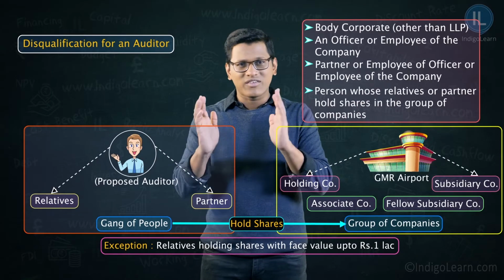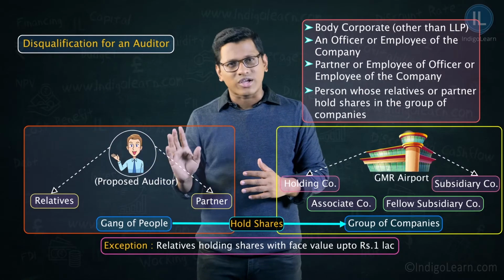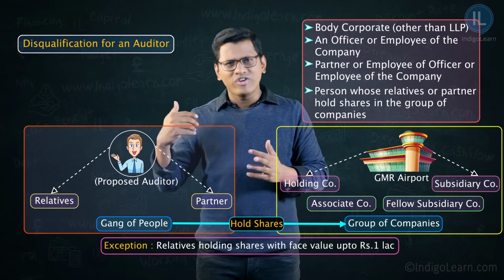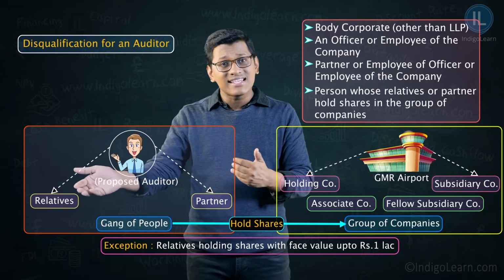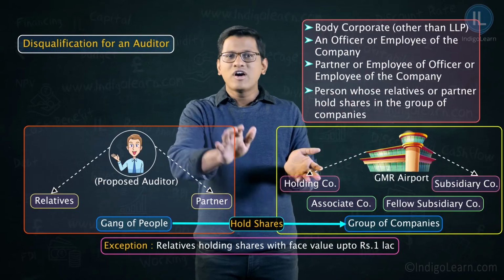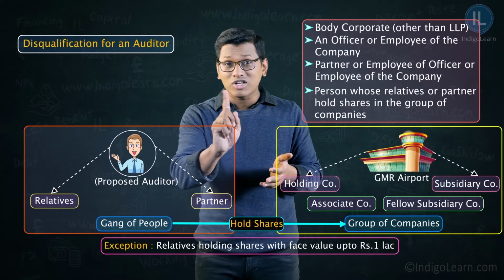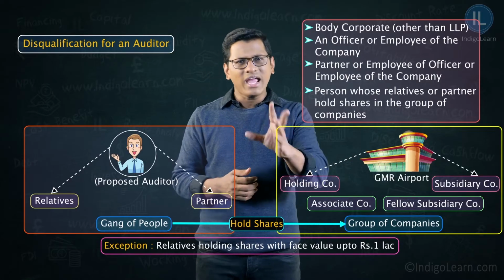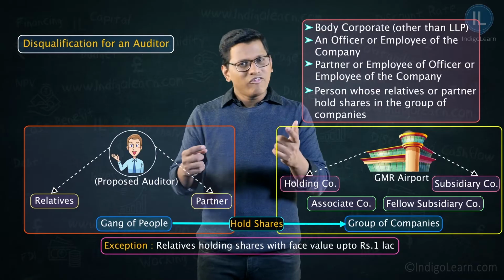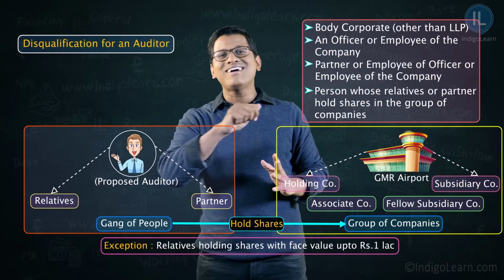Let me repeat whatever I just now said. Imagine we have a relative, brother. I want to be appointed as auditor, and my brother has shares in that group for a face value of 80,000 rupees. Face value, I am not talking about market price, I am talking about face value. Face value of those shares, some 80,000 rupees. Then, will I be disqualified? No, I will not be disqualified. So, this is the exception.